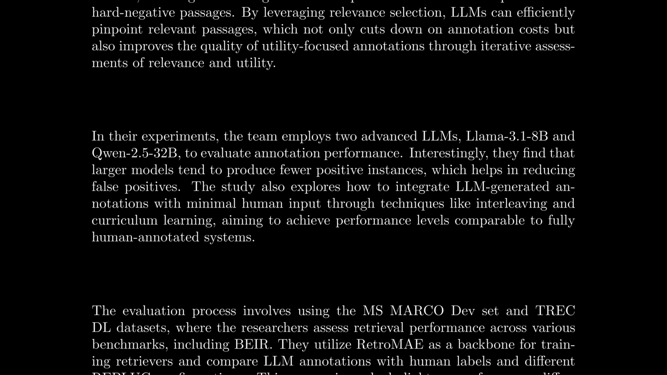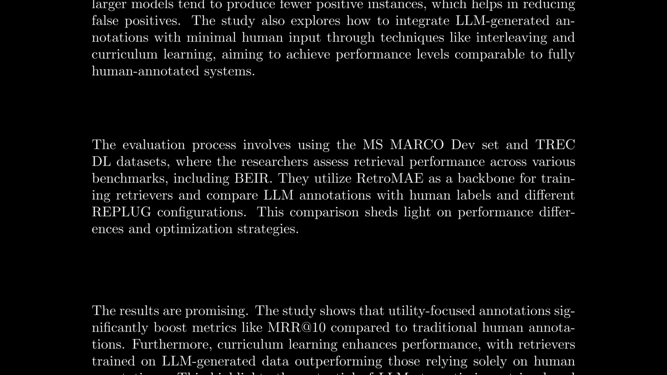In their experiments, the team employs two advanced LLMs, Llama 3 18B and Qwen 2.5-32B, to evaluate annotation performance. Interestingly, they find that larger models tend to produce fewer positive instances, which helps in reducing false positives. The evaluation process involves using the MS-MARCO dev set and TREC-DL datasets, where the researchers assess retrieval performance across various benchmarks, including BERT. They utilize RetroMAE as a backbone for training retrievers and compare LLM annotations with human labels and different REPLUG configurations. This comparison sheds light on performance differences and optimization strategies.